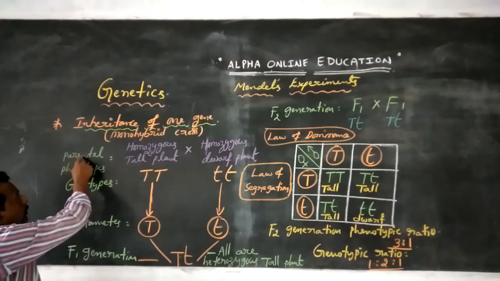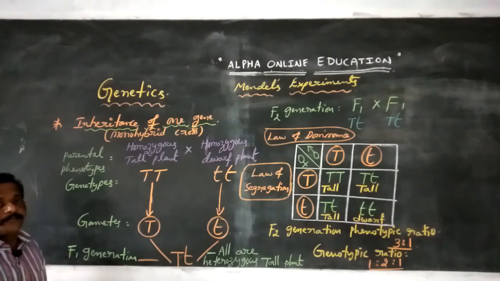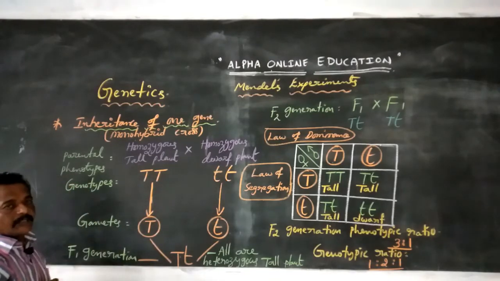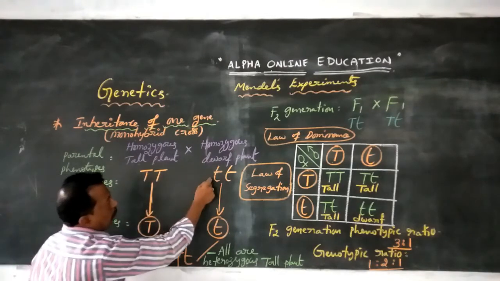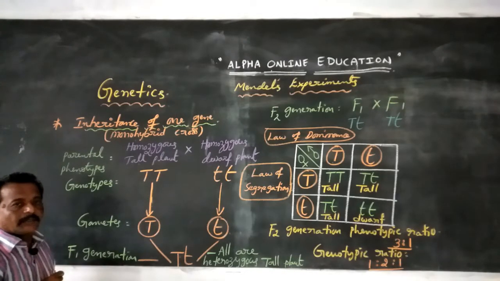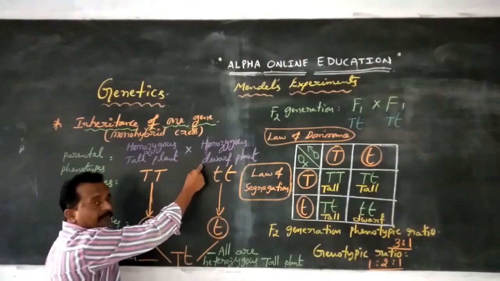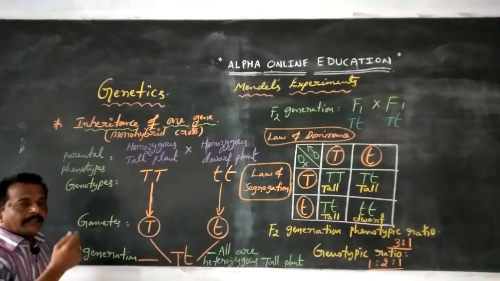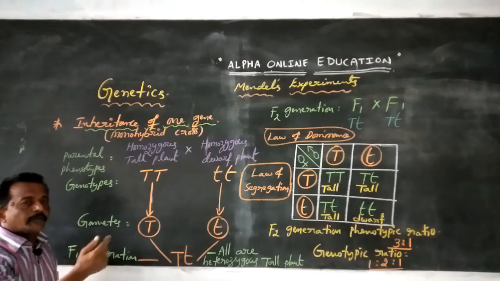These two parental phenotypes carry two types of genes, so these genes are written as genotypes, such as capital T and small t. Tall plants are always indicated by capital T. Dwarf plants are always indicated by small t. Capital T is opposite to small t, a capital letter is always opposite to a small letter.